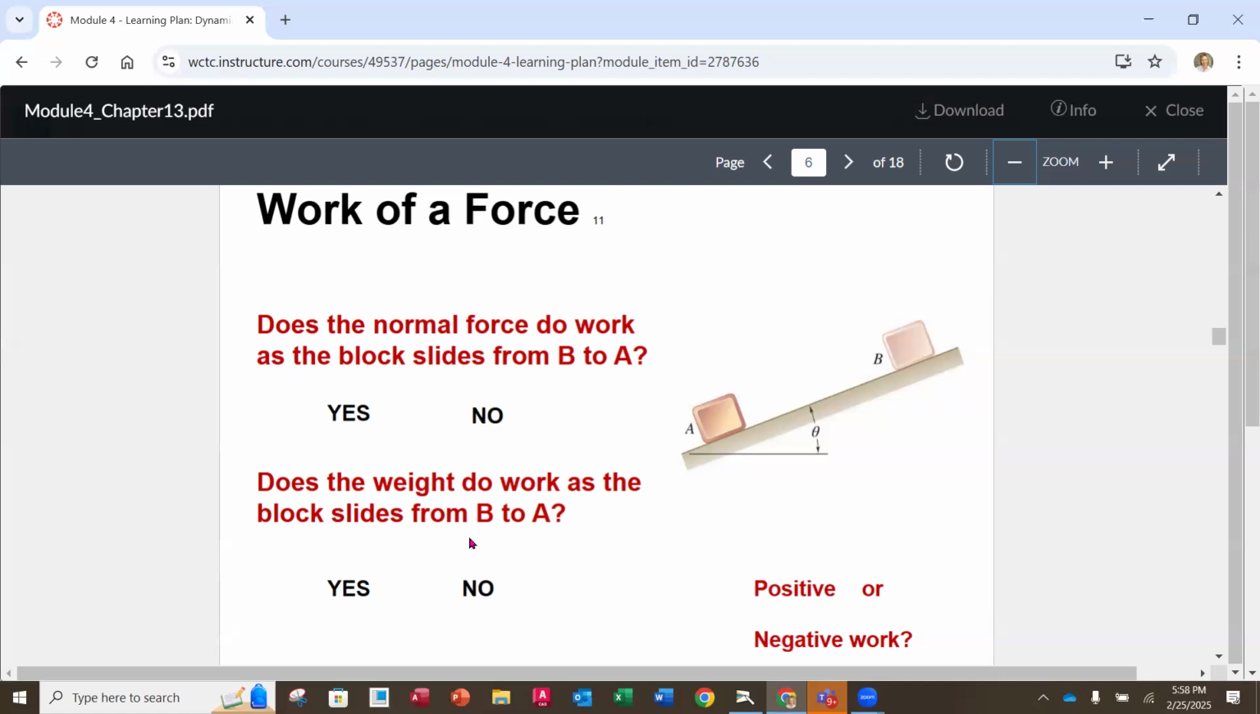Not doing work. But does the weight do work on the block as it slides from B to A? I see yeses in the room. Let me see the chat. Yes, yes, yes. It does. It absolutely does. Now, we might say, well, the weight itself is going down and this is at an incline, but we would have a component that would go along that direction. Now, the question is, is it in a positive or a negative direction as we go from A up to B? Is that work positive or negative?